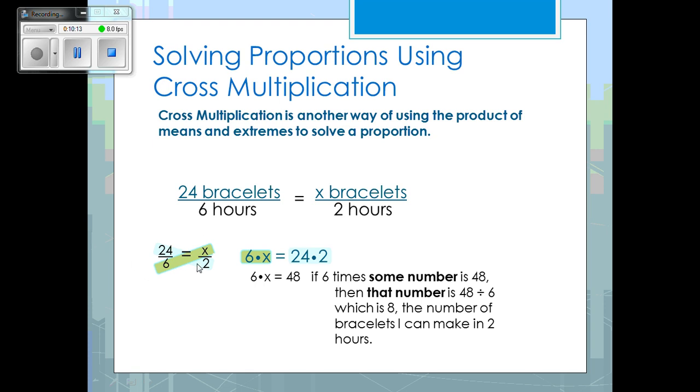What I'm going to do in cross multiplication is multiply these two, 6 times x. I'm going to multiply these two, 24 times 2, and I'll set those two products equal to each other. 6 times x equals 24 times 2. 24 times 2 is 48, so we end up with exactly the same equation as we did using means and extremes. 6 times some number is 48. And we know that number is going to have to be 48 divided by 6, which is 8, the number of bracelets I can make in 2 hours.